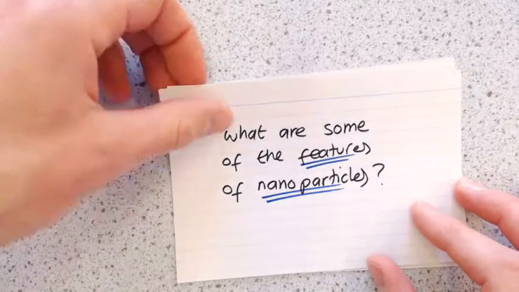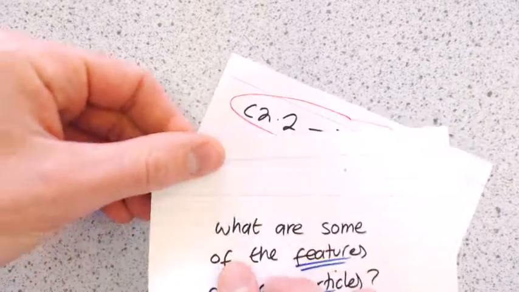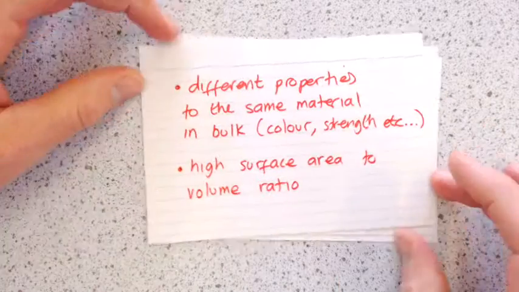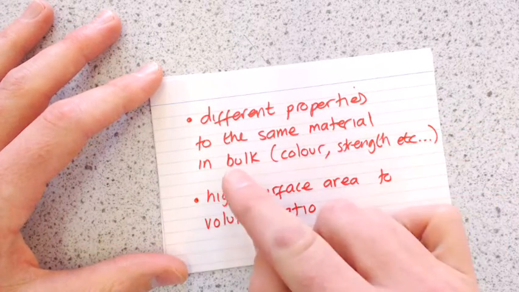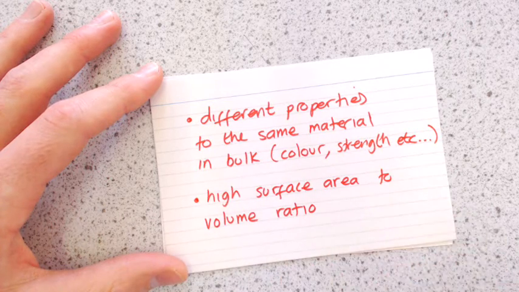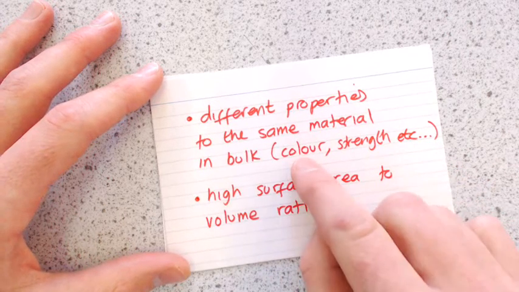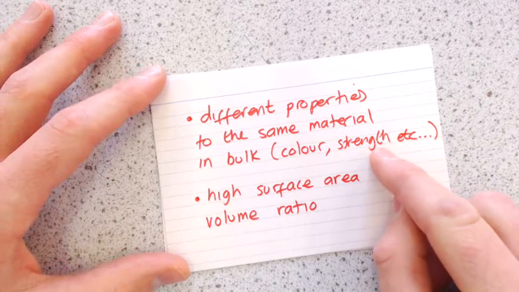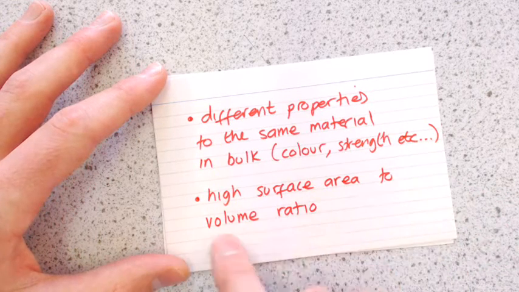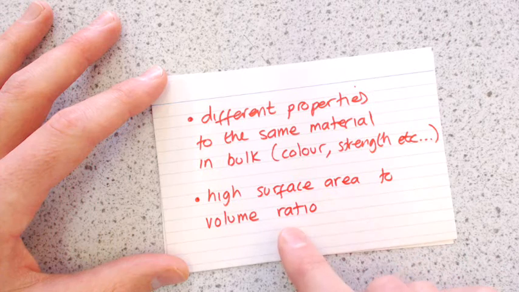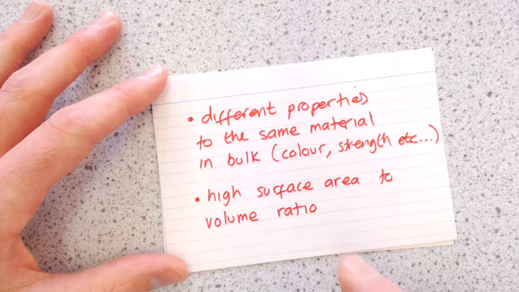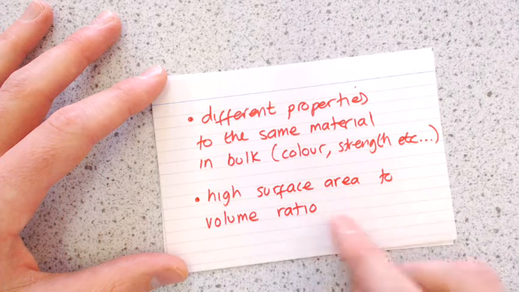What are some of the features of nanoparticles? They have different properties to the same material if it wasn't in a nanoparticle form, and that can be things like different colour, different strength. Something that affects the chemistry that they do is that they have a really high surface area to volume ratio because the particles are so small. The surface area to volume ratio is massive.